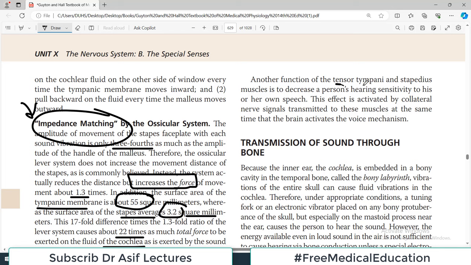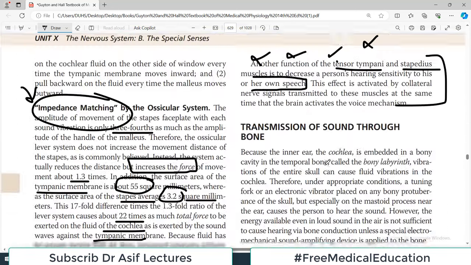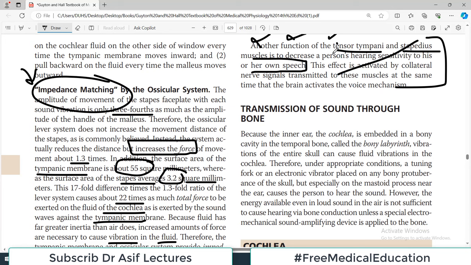Another function of the tensor tympani and stapedius is to decrease a person's hearing sensitivity to her own speech. This effect is activated by collateral nerve signal transmission. You won't be able to understand it at the moment, so just forget about it. I told you at the start of the chapter, there will be things that we will be leaving. They are not important for your exam. They will not be asked and they will confuse you. So there are three good reasons to leave them and not to study.